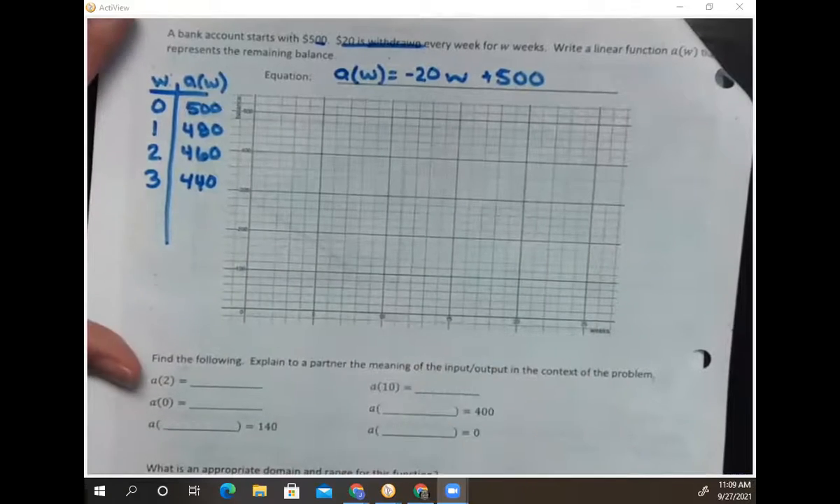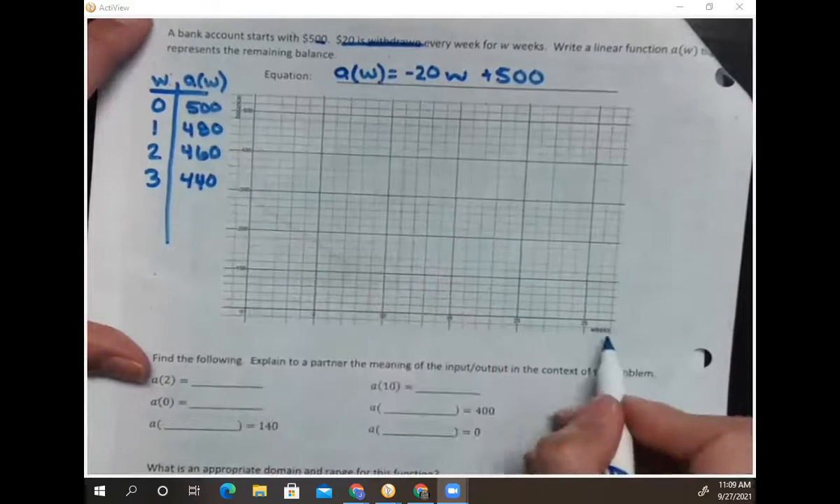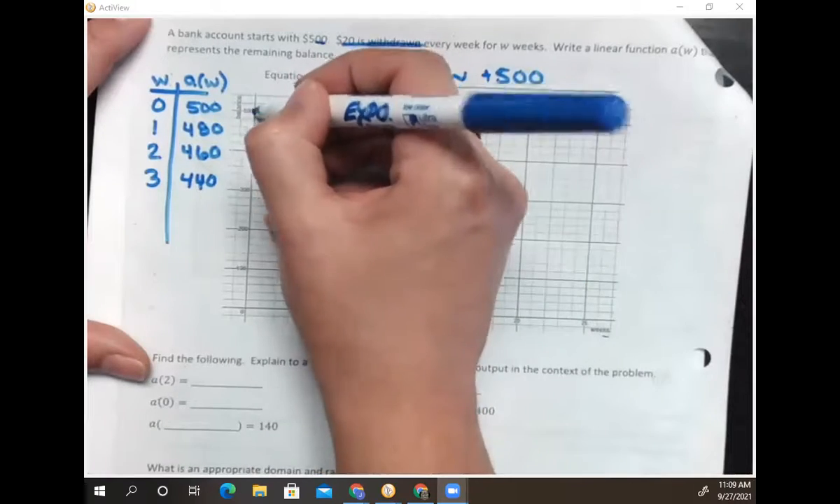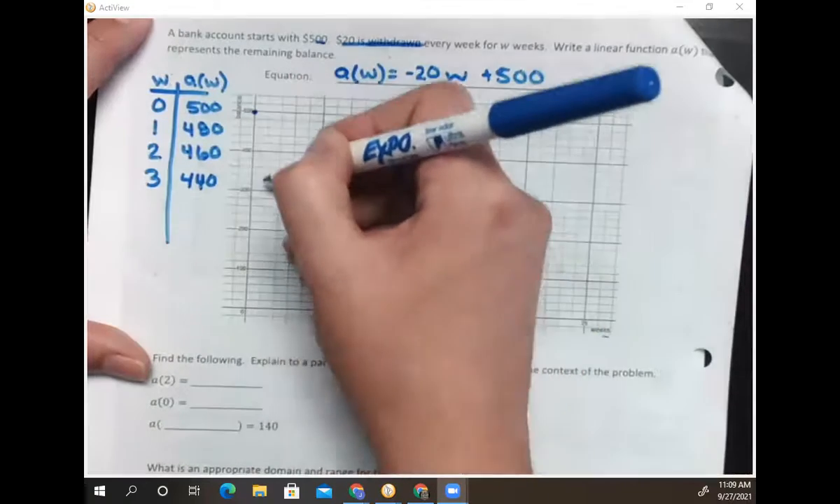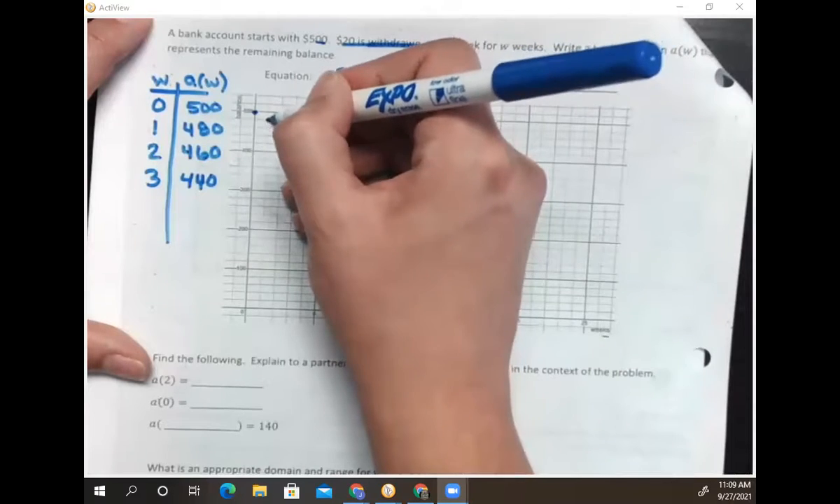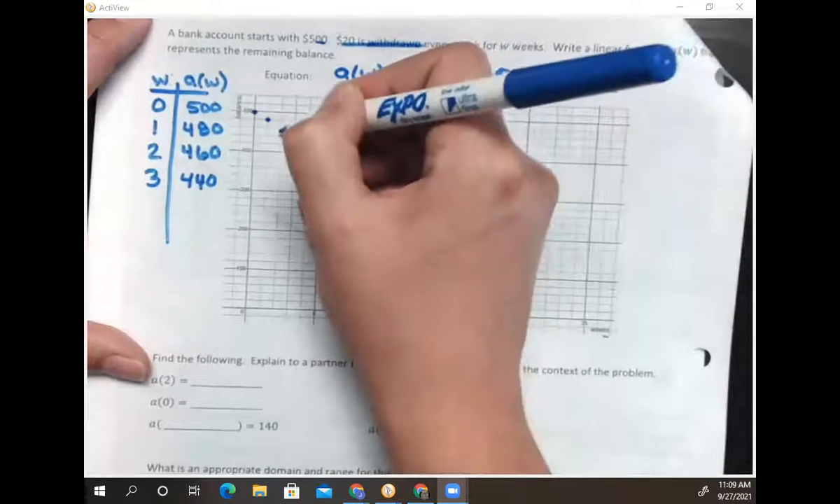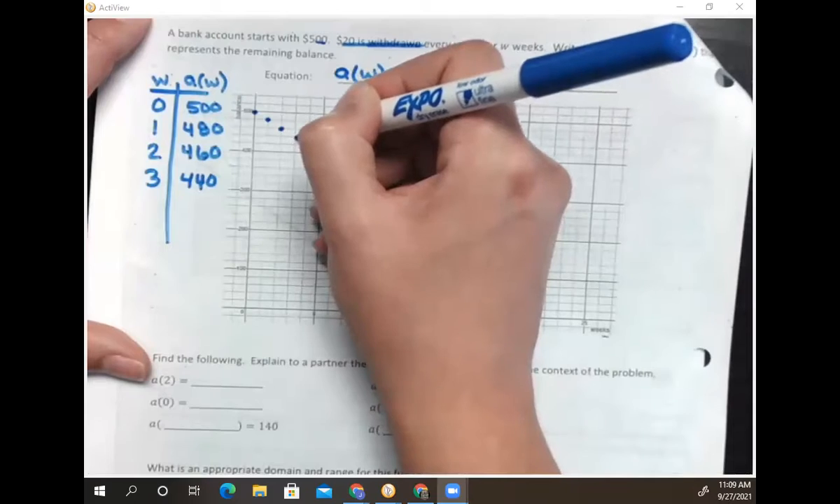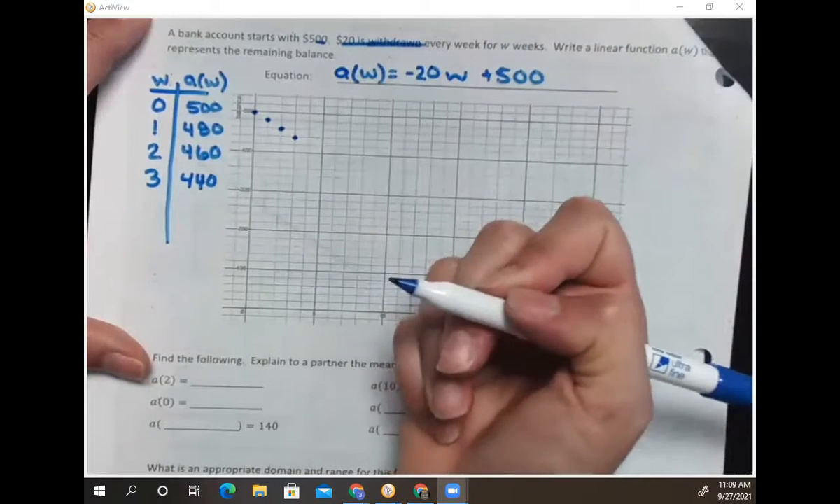Okay, and then I can plot these points. So I'm labeled here weeks versus balance. So at 0 weeks, I'm at $500. At 1 week, we're at $480. So there's 400, 20, 40, 60, 80. At 2 weeks, we're at $460. At 3 weeks, we're at $440. And I'm going to keep going down $20 every week.